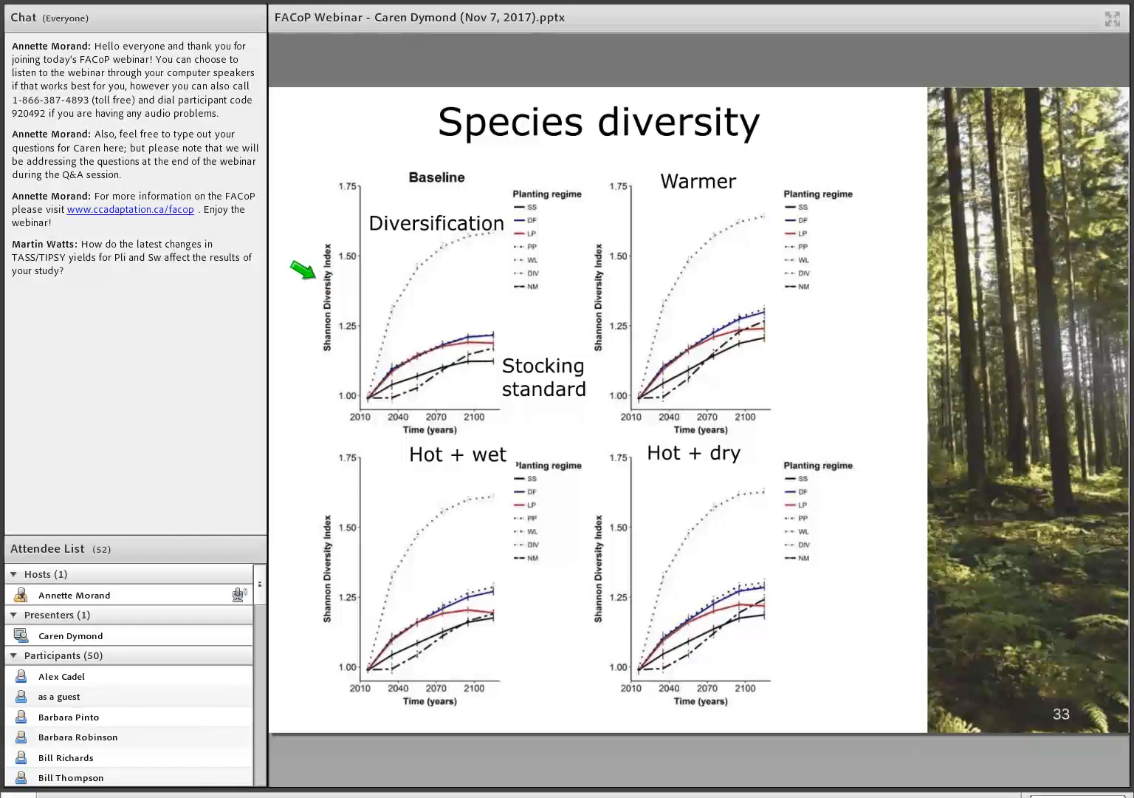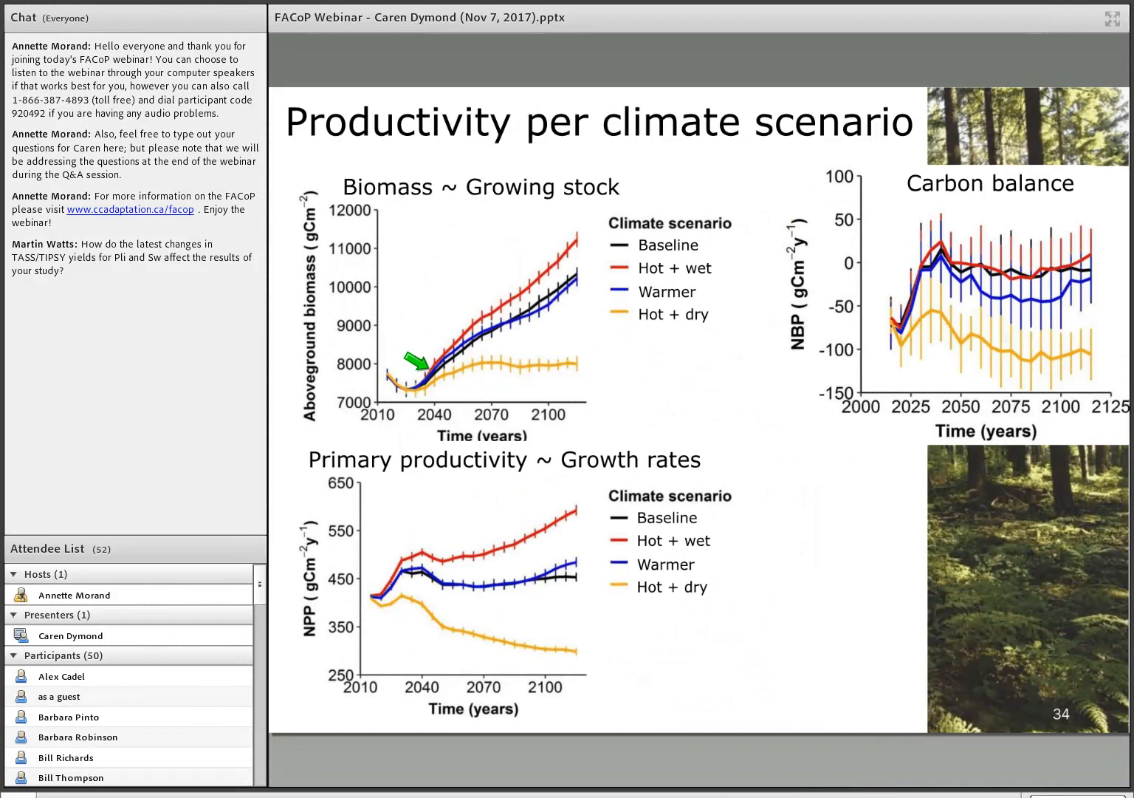If we look at species diversity in terms of an index, the Shannon Diversity Index, under the baseline climate, actually under all the climate conditions, the diversification regime, this dotted one, is doing much better than all the other ones, including the stocking standard, which is this black line. Not a huge surprise, given that that's kind of the point of that planting regime.